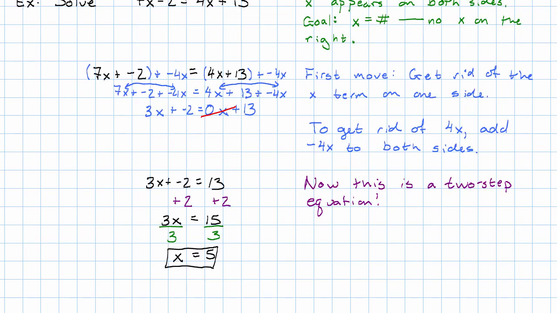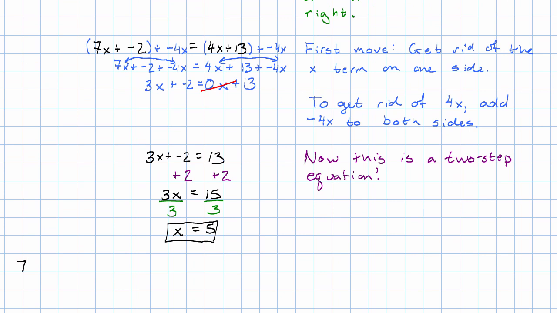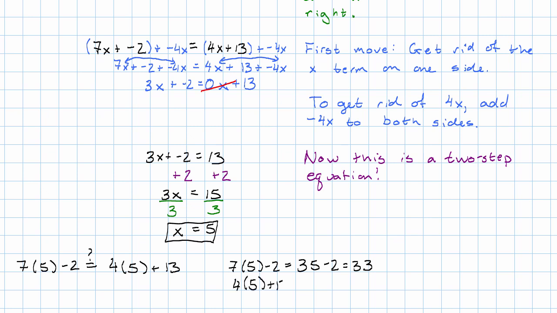Now, did that really work? Is it really true that 7 times 5 minus 2 does it really equal 4 times 5 plus 13? Well, 7 times 5 minus 2 is 35 minus 2 is 33. 4 times 5 plus 13 is 20 plus 13 is 33. Yeah, those really are equal. That really is the solution.